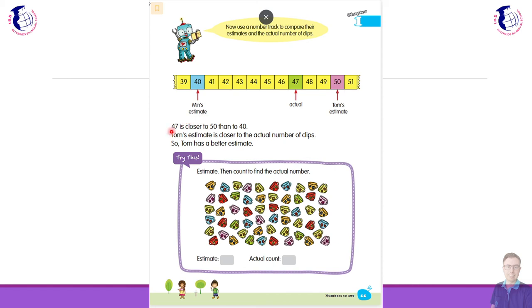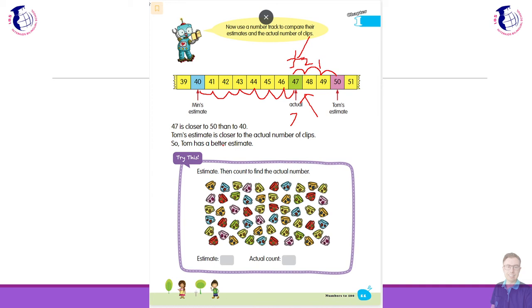Okay. So 47 is closer to 50 than 40. Let's look at why that is. You can count the steps. 1, 2, 3 steps to get there. But if we're going from here, 1, 2, 3, 4, 5, 6, 7 steps. So obviously the smaller number here is 3. So 47 is closer. So Tom's estimate is closer to the actual number of clips. So Tom has the better estimate. So the better estimate is the closer one.